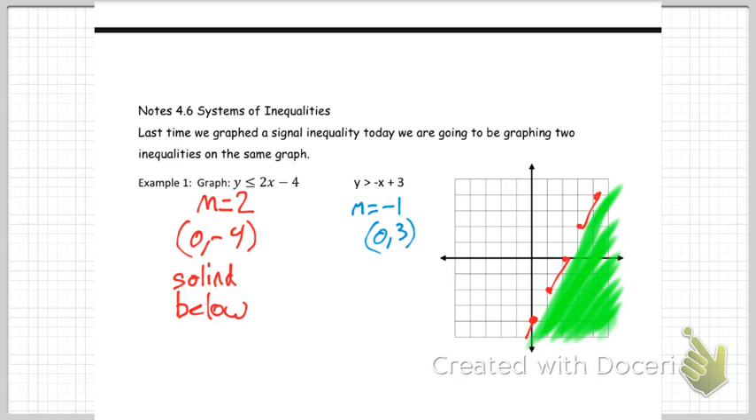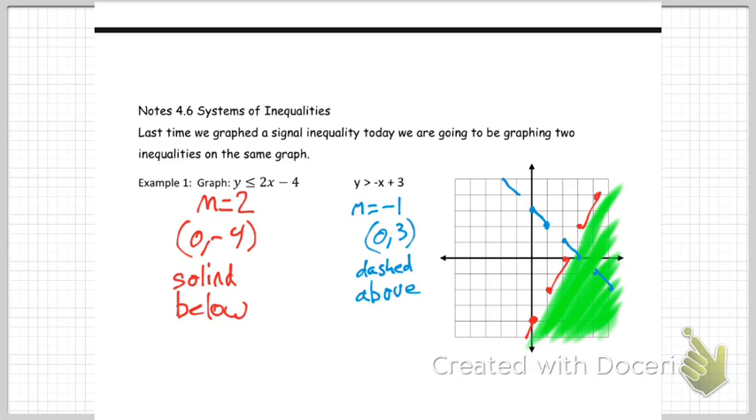Now this is going to be a dashed line because of that symbol. And I'm going to shade above the line because of the symbol. Y is greater than. Alright, so let's graph that. We're starting at +3, and my slope is -1, so I'm going to go down 1, right 1. And we're going to use a dashed line to represent that. I'm also going to shade above that dashed line.